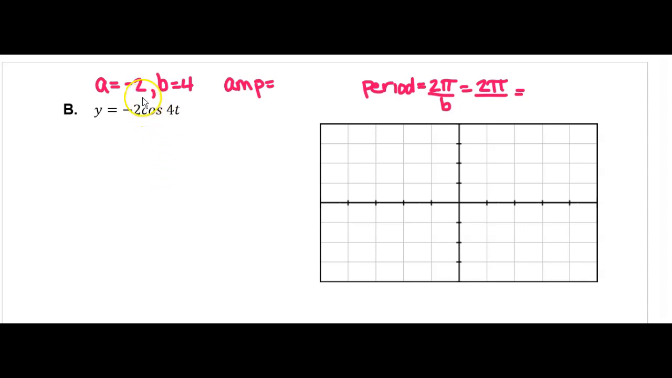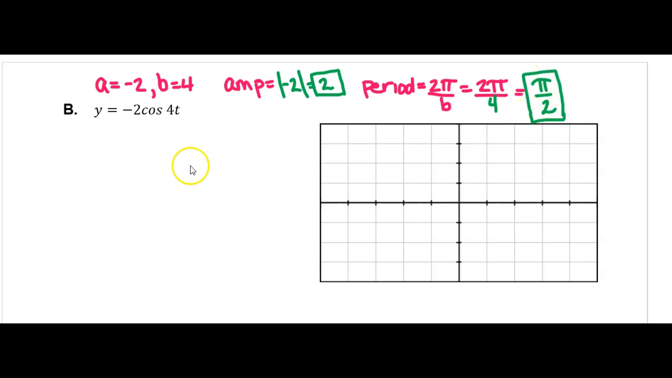Okay, so you should have come up with it. Your A value is -2 and your B value is 4. So your amplitude, if you said +2, you'd be correct, because the absolute value of -2 is +2. Remember, amplitude is always positive. And for period, our B value is 4, which means we are going to get 4 cycles between 0 and 2 pi. So our period is 2 pi divided by 4. 2/4 reduces to ½ pi. Did you get those right?